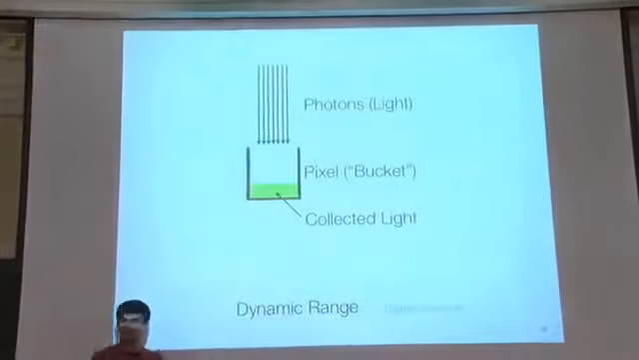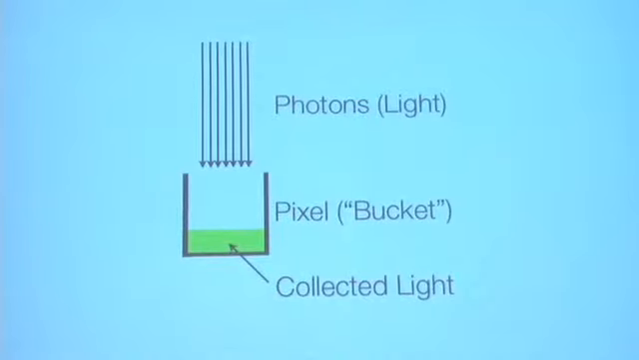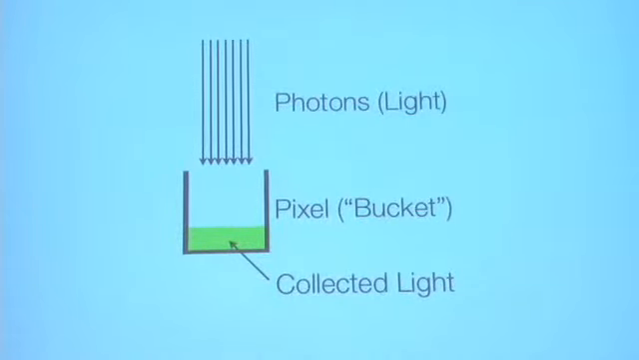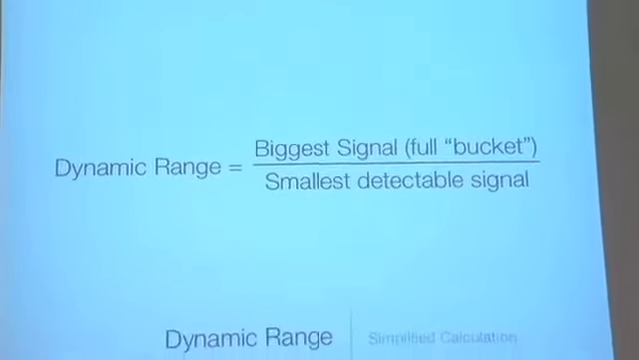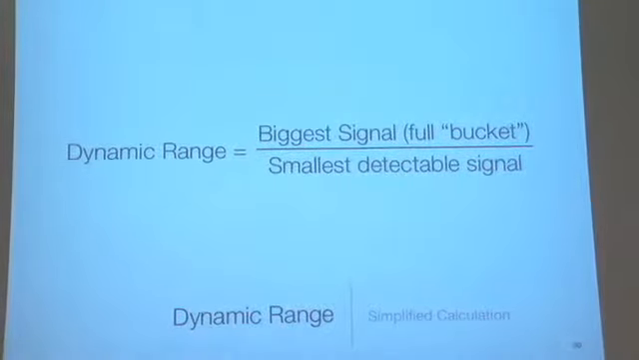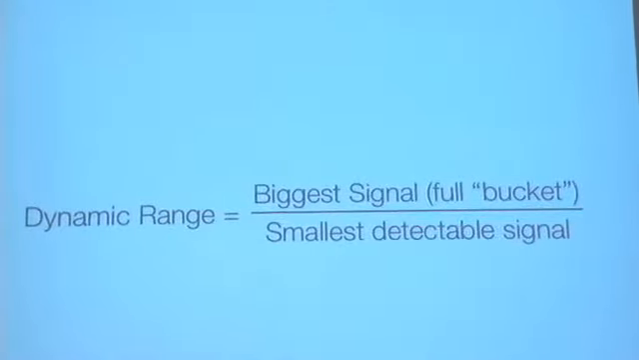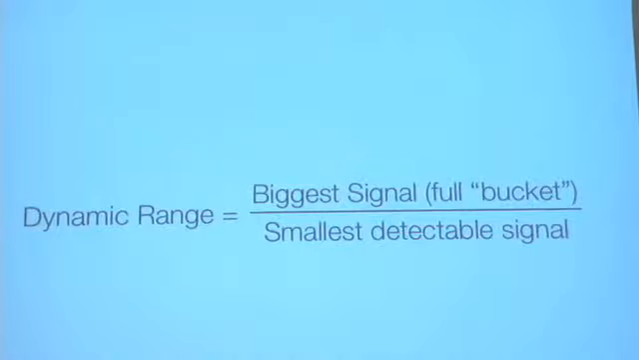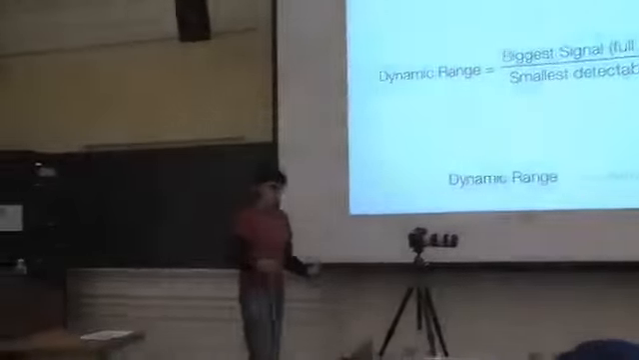So we have a maximum amount of light that we can collect. We have a minimum amount of light that we can collect. And we can figure out what the dynamic range of our camera is just by using a very simple equation. We can figure out what the most amount is, the quantity of a full bucket, and divide it by the quantity of the smallest bucket that we can measure, or the smallest detectable signal. So if there's too much rain, the bucket's overflowing, it's not readable. You know it's overfull, but you don't know by how much.